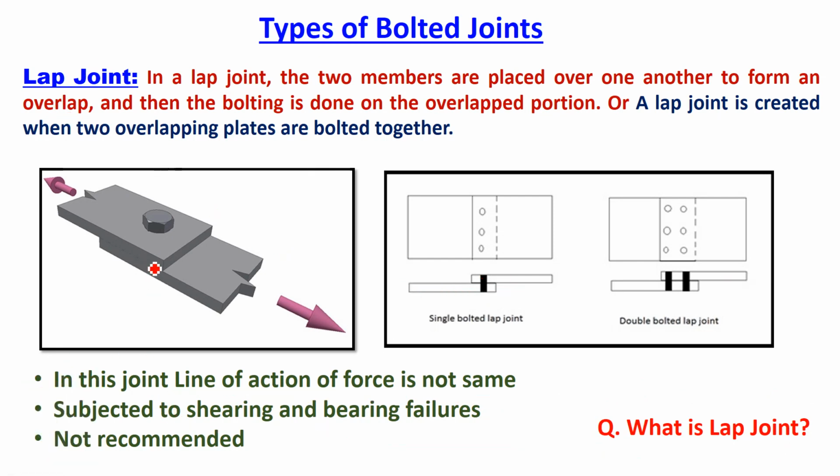Lap joint means when you want to connect two plates or three plates together, those are kept on each other, or overlap each other, and then the bolted connection is done. The bolted connection can be provided in one row or two rows. If it is in one row, it is called a single bolted connection, and if it is in two rows, it is called a double bolted lap joint.